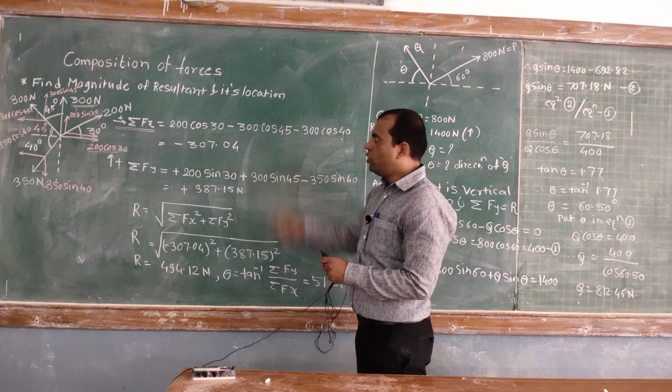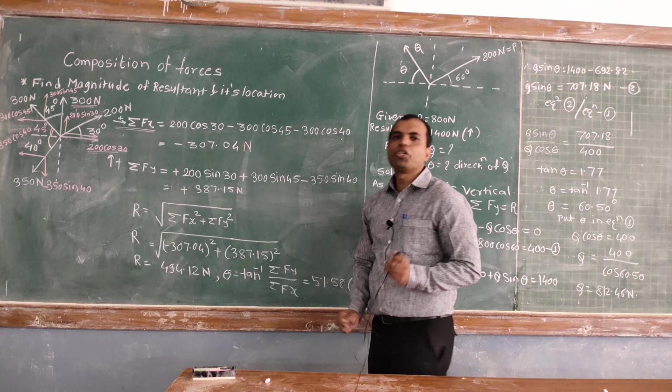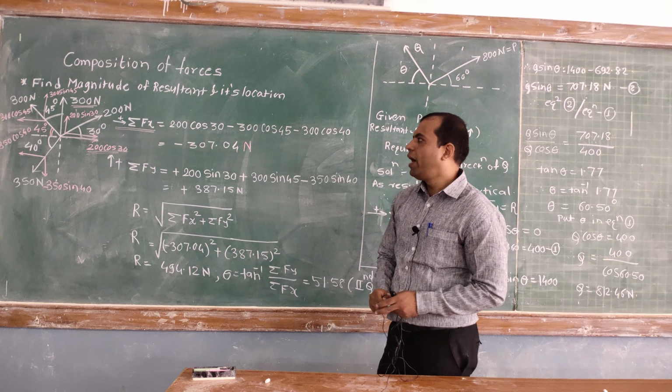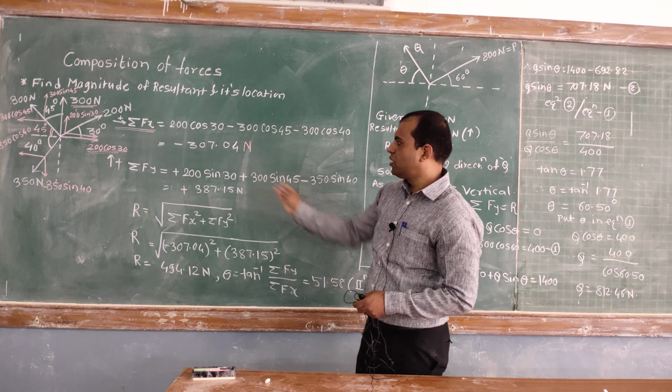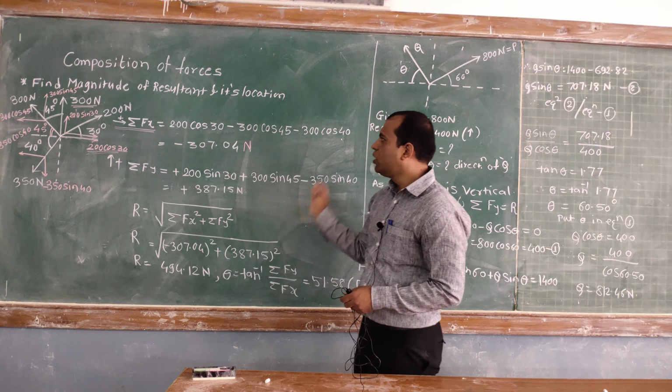What is summation of Fy? Summation of Fy is nothing but the summation of all the forces in y direction. So add all the forces in y direction, like x, we have to add all the forces in y direction. So what is the component of this force in y direction? 200 sin 30. It is positive because it is in vertically upward direction.